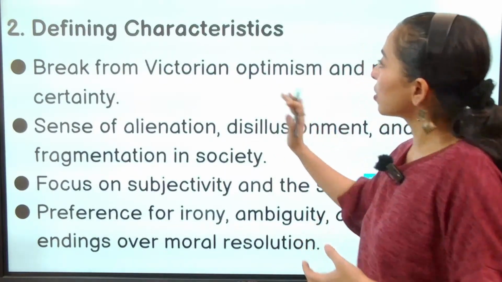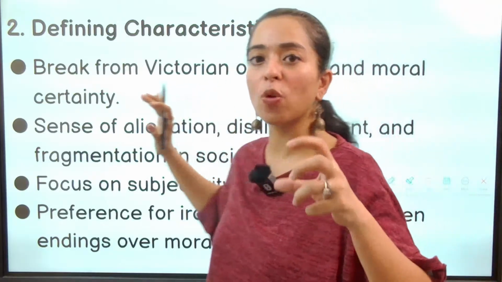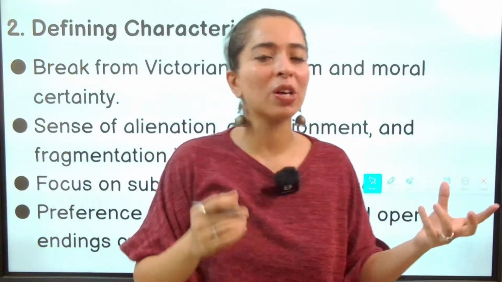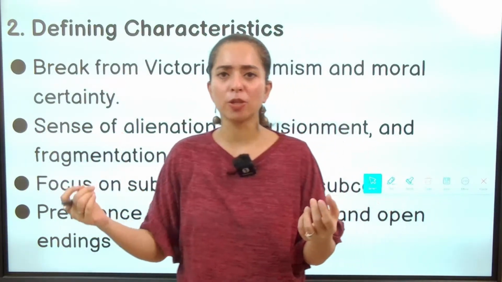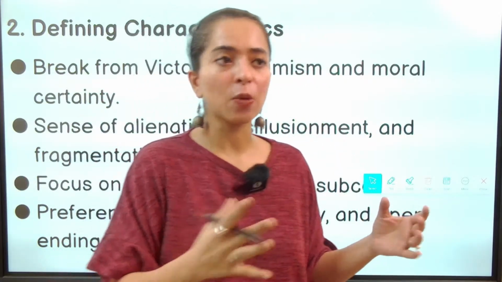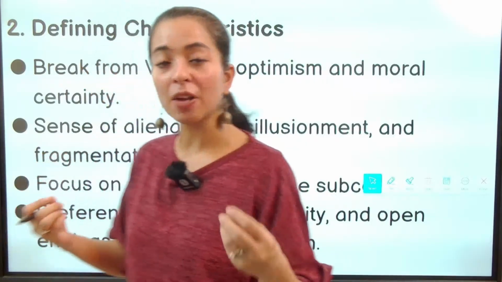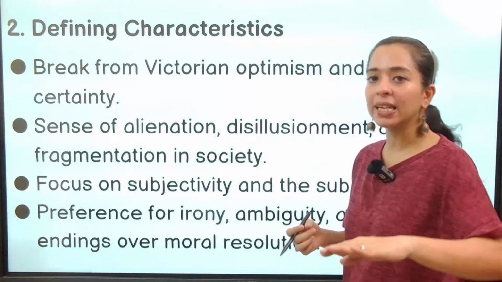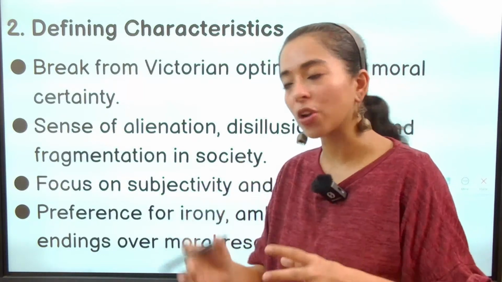Then you have defining characteristics: a break from Victorian optimism, the age that was filled with optimism. Why? Because there was an increase in colonial expansion of the British Raj. Then there were, of course, scientific discoveries. England was getting richer, a superpower, everything England had. But this declined at the beginning of the 20th century, and this was the modern age.